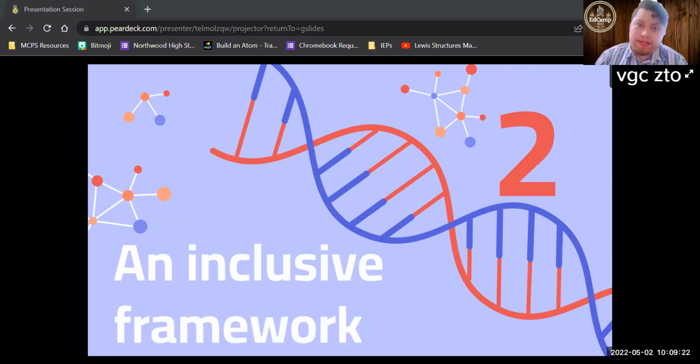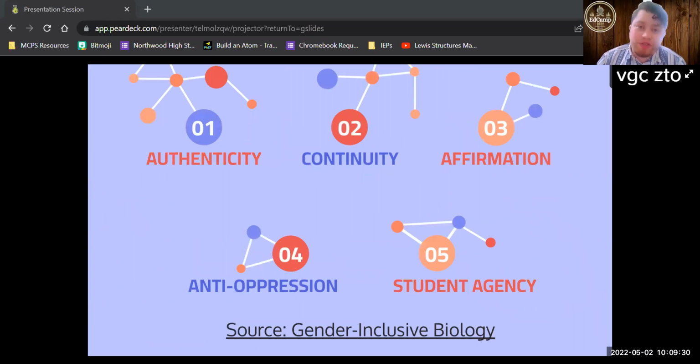This next section of the presentation is a framework for our pedagogy. This section is very heavily inspired by the project Gender Inclusive Biology. They are the ones who have developed this framework. They have some wonderful publications around it, as well as a very accessible website on it. I would very much encourage you to keep in touch with them or to look at that resource and get connected to them if you are not already.